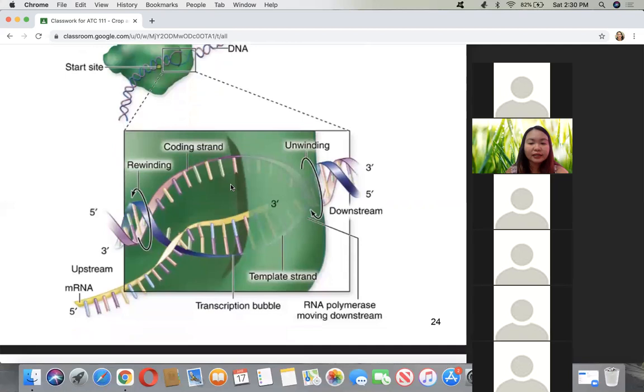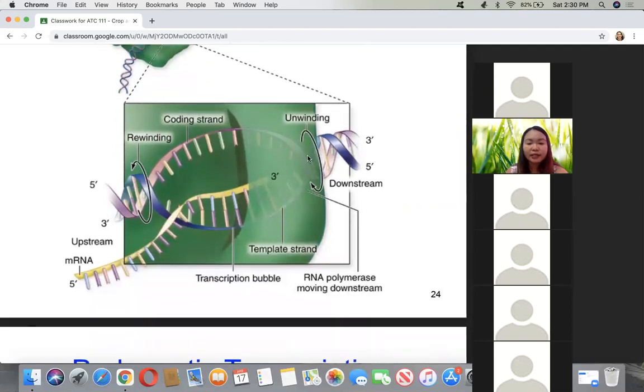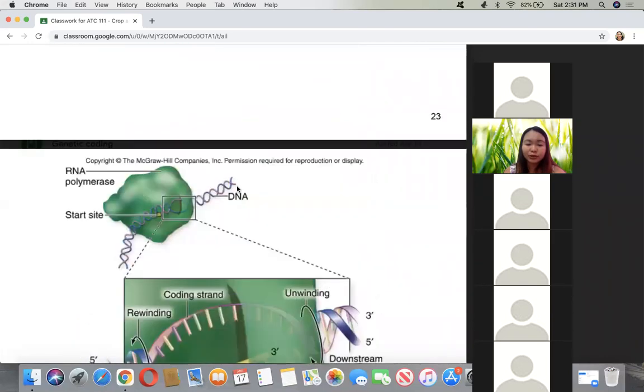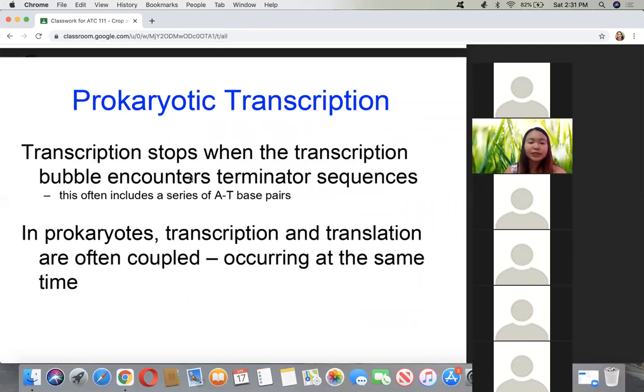So inside, you can see here unwinding and coding strand, and then rewinding, kaya siya naka-coil, no? And this is the template strand and the transcription bubble. So akala mo kanina yung bubble yung circle, no? But no. This is what they call the transcription bubble, then upstream mRNA and the RNA polymerase moving downstream. So ganyan yung picture sa ating transcription. And transcription stops when the transcription bubble encounters a terminator sequence.